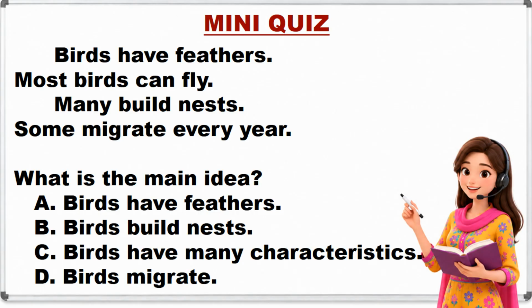Question 2. Birds have feathers. Most birds can fly. Many build nests. Some migrate every year. What is the main idea? A. Birds have feathers. B. Birds build nests. C. Birds have many characteristics. D. Birds migrate. Answer, C. Explanation: The paragraph gives several facts about birds. The best summary is that birds have many characteristics.